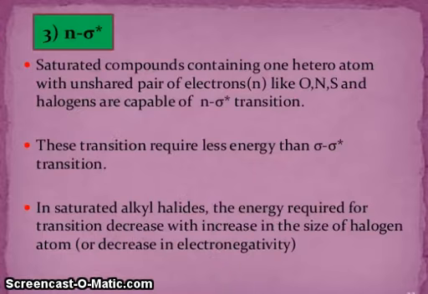Now friends, n to pi star transition. Saturated compounds containing one heteroatom with an unshared pair of electrons, like oxygen, nitrogen, sulfur and halogen, are capable of n to pi star transition, and this transition requires less energy than sigma star transition. In saturated alkyl halides, the energy required for the transition decreases with increase in size of the halogen atom.